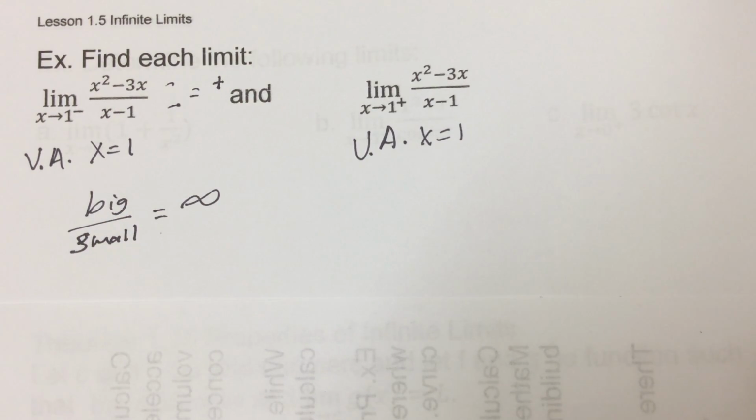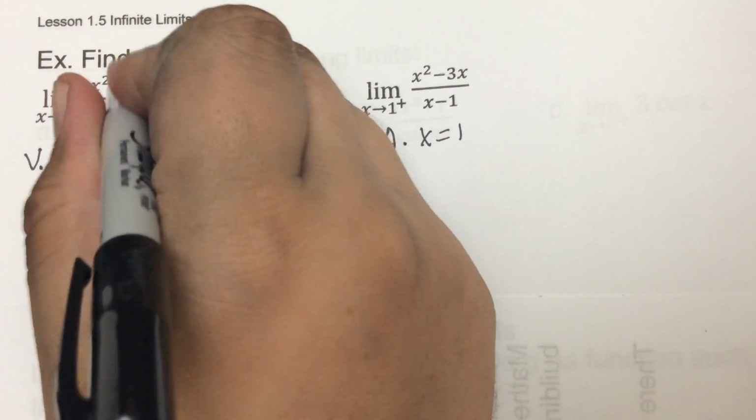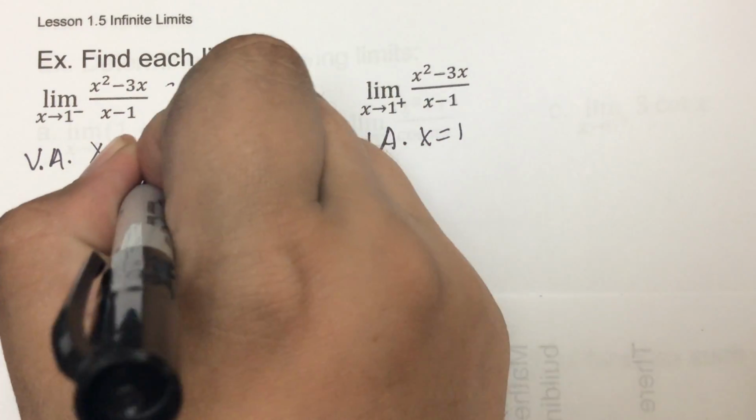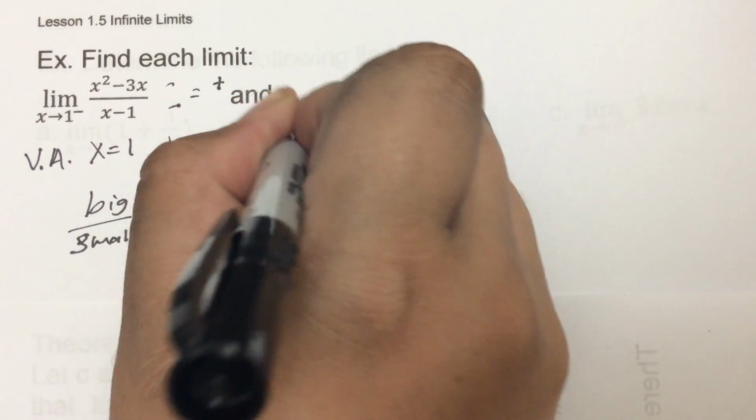So we have a big number broken up into many, many tiny, tiny pieces, which makes even more pieces, which makes it go to infinity. So the limit here as x goes to 1 from the left side is going to equal infinity.